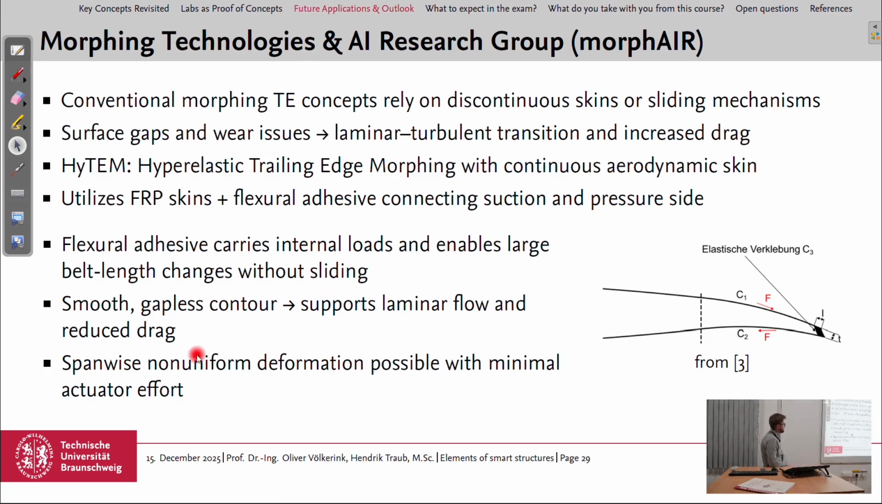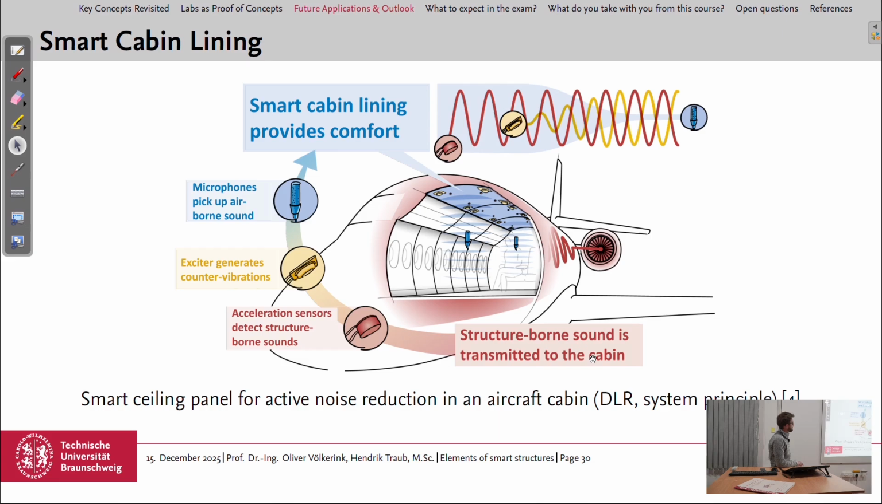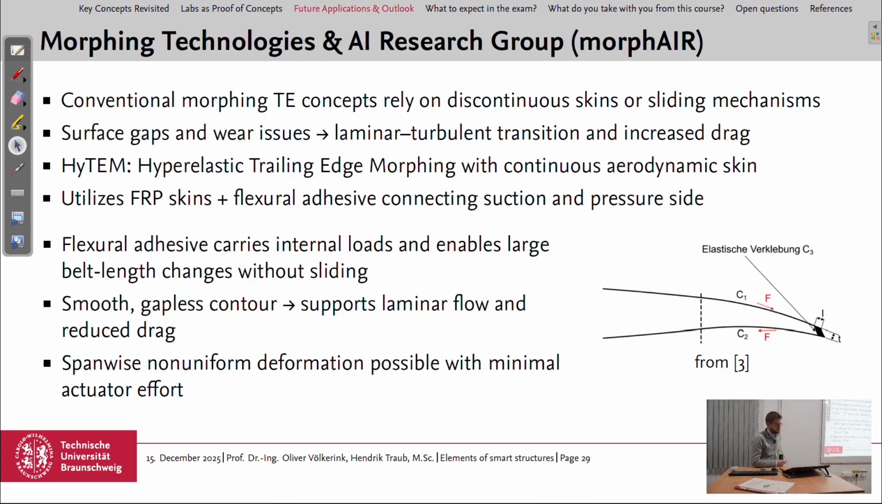This smooth, gapless contour then supports laminar flow and also reduces drag because we don't have surface gaps anymore. And as you have seen also in the video, we can also have a non-uniform deformation span-wise along the wing. This is the first concept.